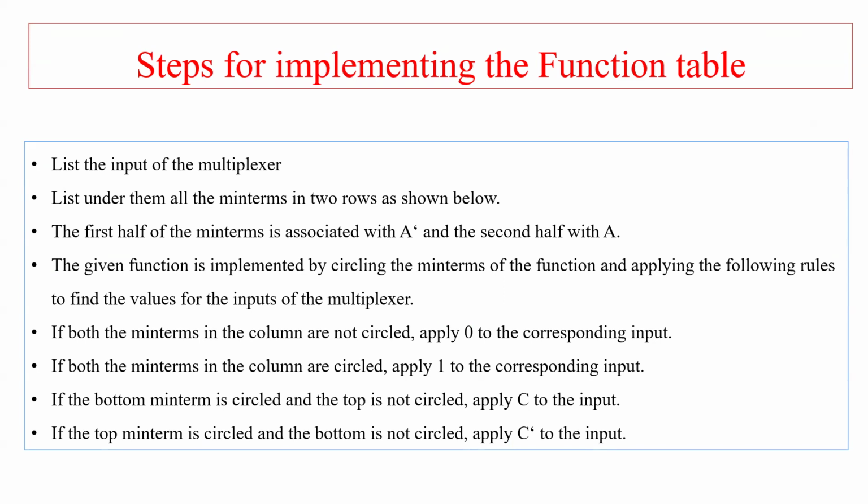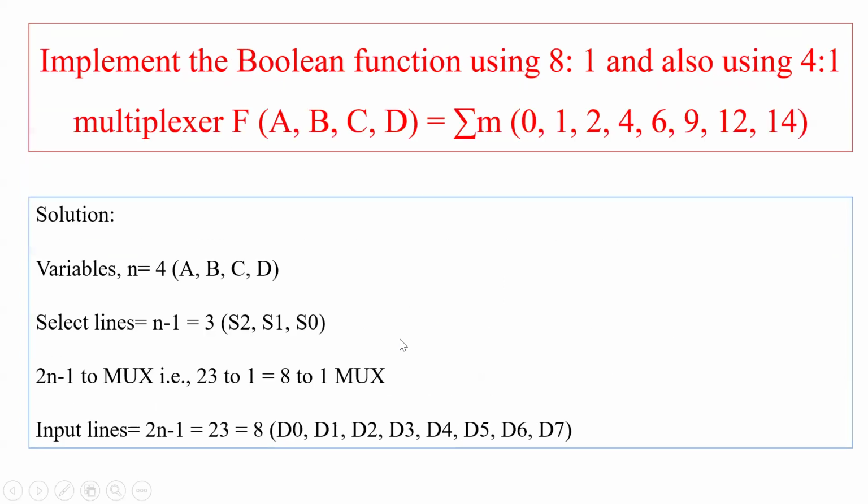The given function is implemented by circling the minterms of the function and applying the following rules to find the values for the inputs of the multiplexer. If both minterms in the column are not circled, then apply 0 to the corresponding input. If both minterms in the column are circled, then apply 1. If only the bottom minterm is circled, apply the corresponding A bar or A, and if only the top one is circled, apply the other, with C to the input.